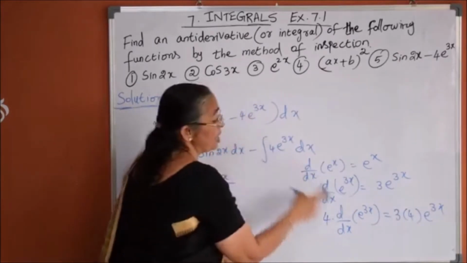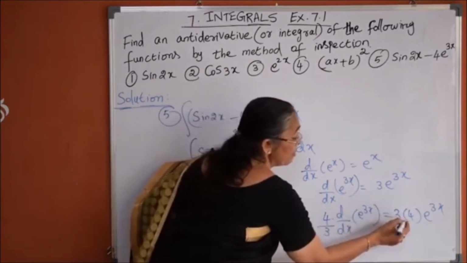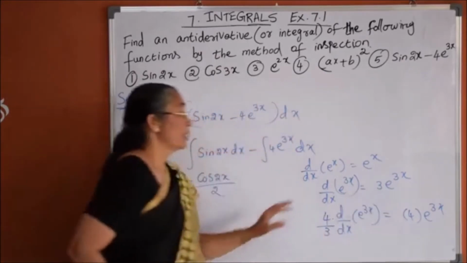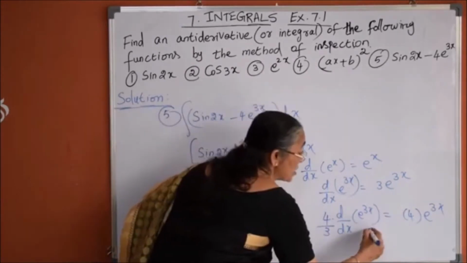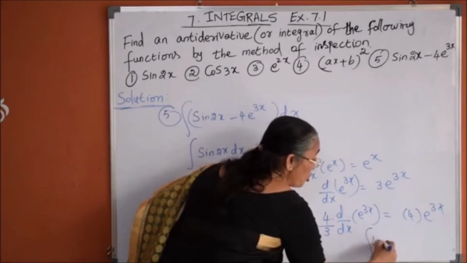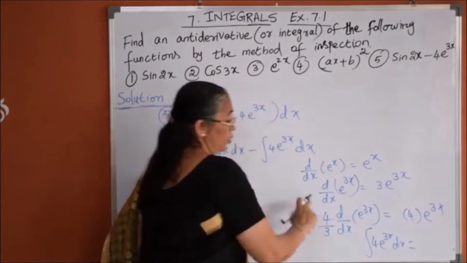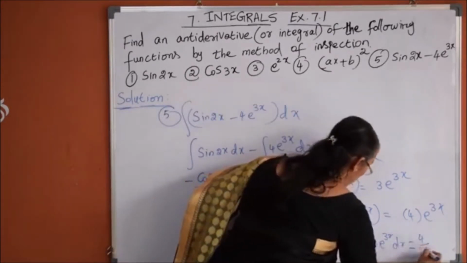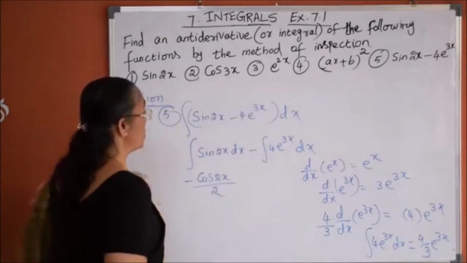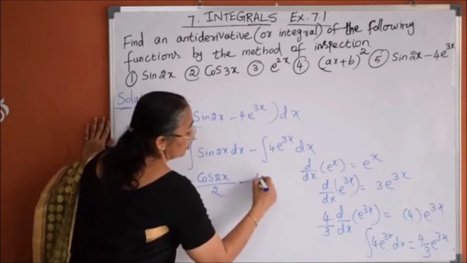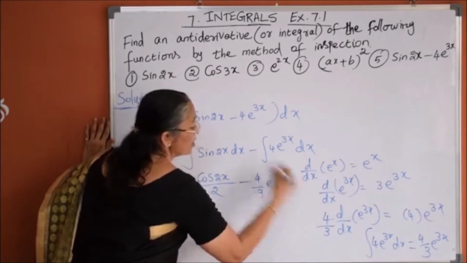Now, only 4 we need. So, we divide throughout by 3, so this 3 will go. Therefore, integration of 4 e to the power of 3x dx is nothing but 4 by 3 of e power 3x. So, substituting that value, minus 4 by 3 of e power 3x plus c.